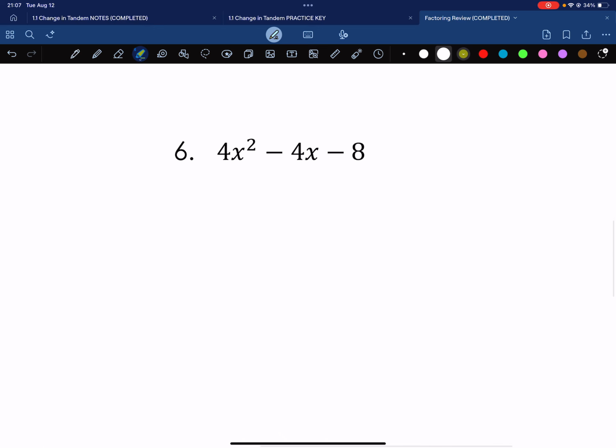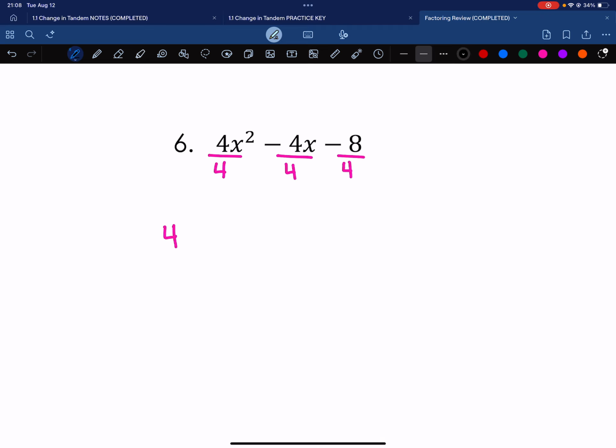Looking at the last example, pause the video, see if you're able to do it, and then check back in. So here we go. We have a number in front of our x squared that's not 1, but again, we were lucky that all 3 terms are divisible by that number. That is not always the case, and that's when we'll have to do additional stuff that we'll talk about later in the school year. So here we go.